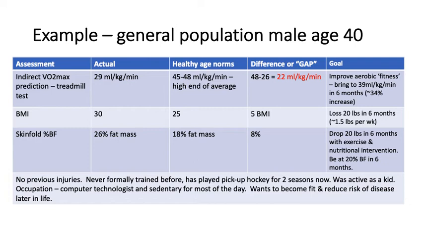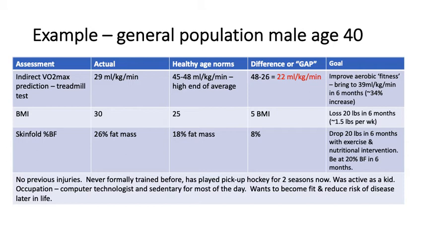So the assessment firstly is an indirect VO2 max test on a treadmill. His score, or what he actually achieved, was a VO2 max of 29 milliliters per kilogram per minute. Healthy age published norms for this individual is between 45 to 48 milliliters per kilogram per minute. This is considered to be that high end of average.